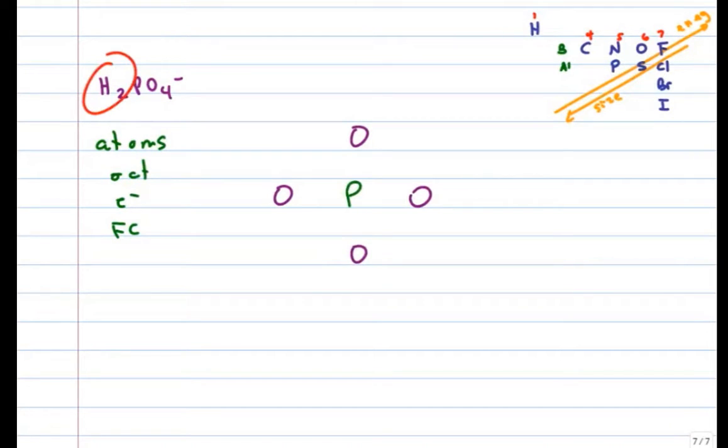Anytime you see hydrogen at the start, put the hydrogen on your outer atoms. Put them on your oxygens, not on your phosphorus. So I'll just randomly put a hydrogen here and a hydrogen here. All my atoms are present. Next, I want to do octets, but first I want to bind everything so we have single bonds between them.